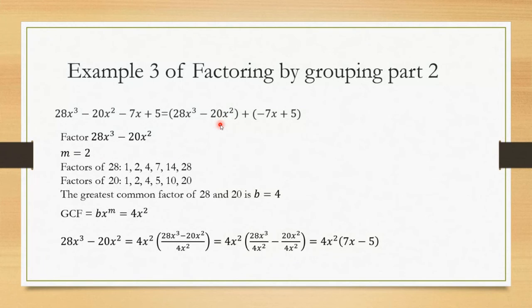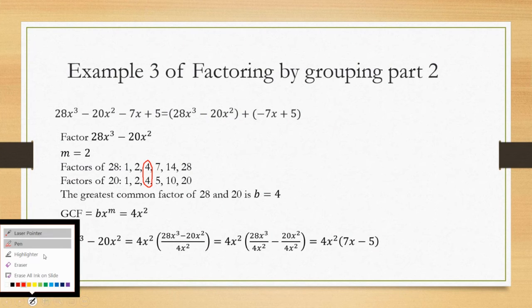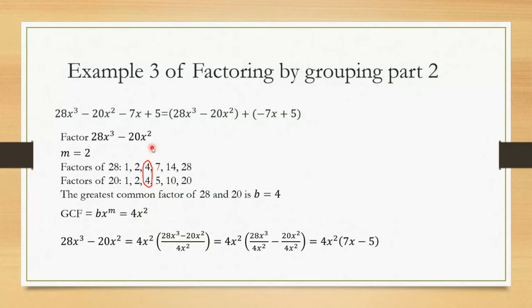What about 28 and 20? Well, if you were to list the factors, which I guess here you kind of have to, right? These are the factors. And you can see that among 28 and 20 only, the greatest common factor is 4. So the greatest common factor among these coefficients is 4. So our B is 4 for this first group. So the GCF of the first group is 4x squared.